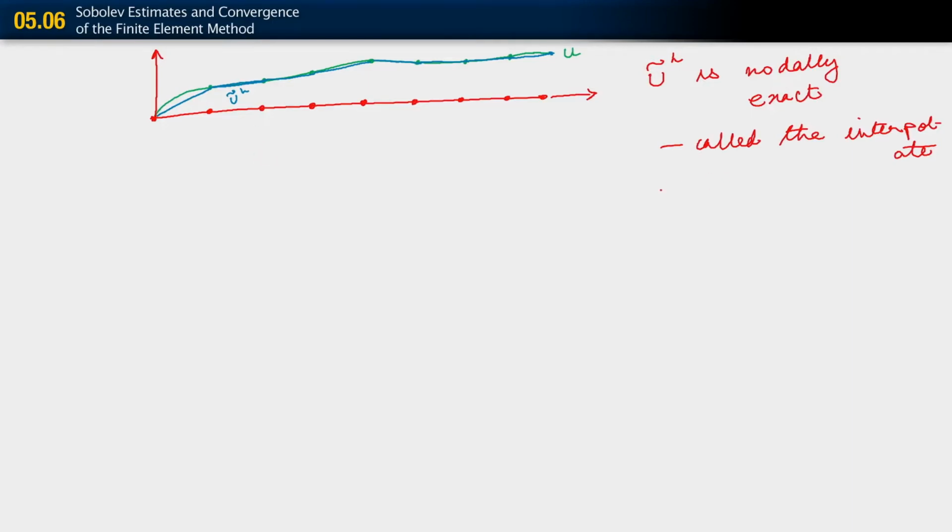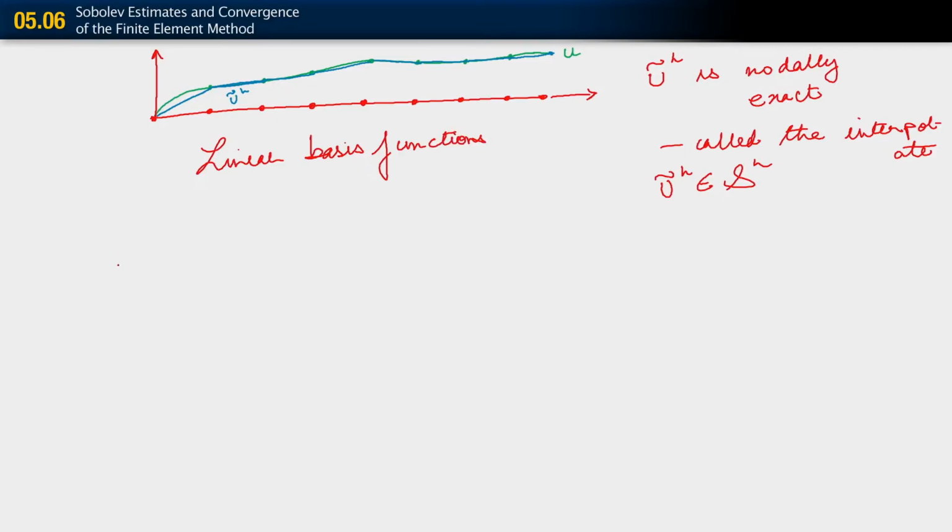Okay, and just remember that u tilde h belongs to S^h, right? And that's reflected in the fact that it is linear over elements. In this case, we're considering linears. So we're considering, in this particular example only, linear basis functions. All right? Okay, so this is what we have.